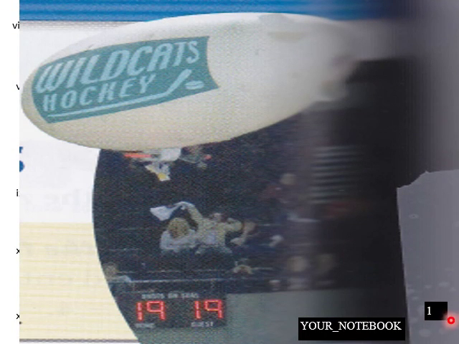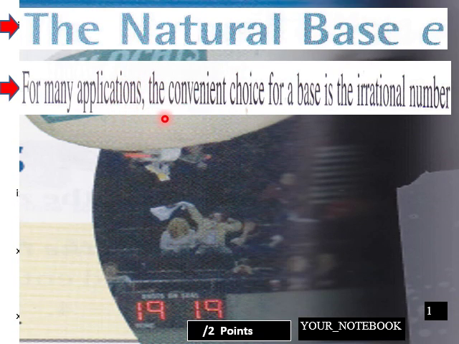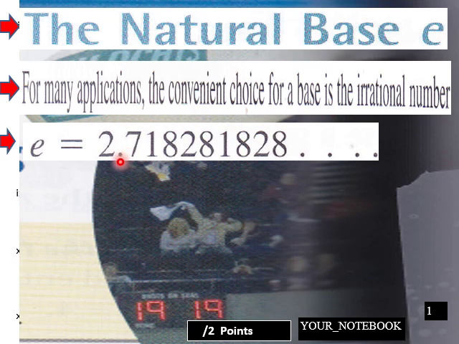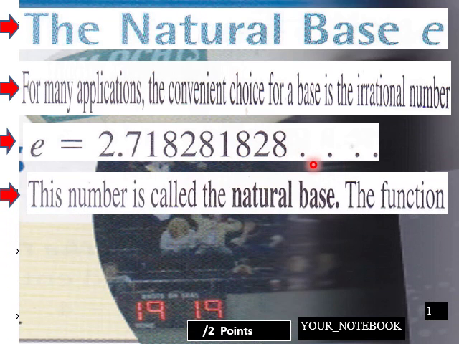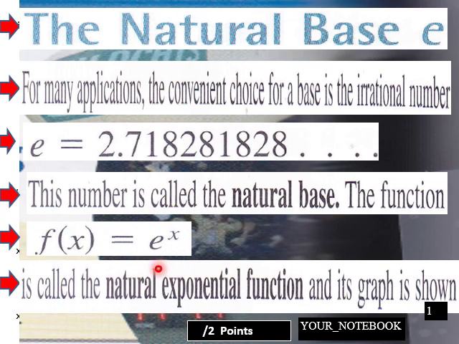Okay, so in your notebook, slide number 1, 2 points here. This is your notebook slide. Either get your notebook or note-taking guide out for this. The natural base e: for many applications, the convenient choice for a base is the irrational number e, which equals 2.71828. This number is called the natural base. The function f of x equals e to the x is called the natural exponential function, and its graph is shown.